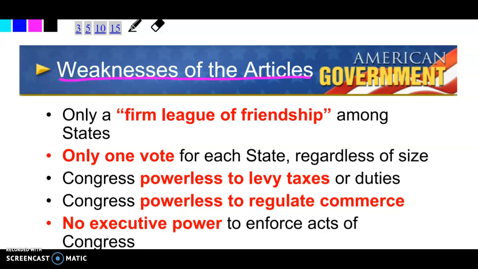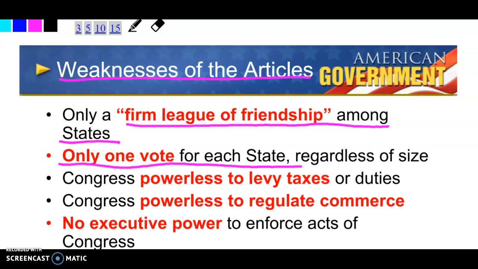There was only a firm league of friendship among the states, meaning they gave their word. There wasn't anything that tied them or bonded them to keeping their word. Only one vote for each state, regardless of the size. So a bigger state only had one vote, and a small state only had one vote. So the votes were equal but unequal given the sizes of the states.